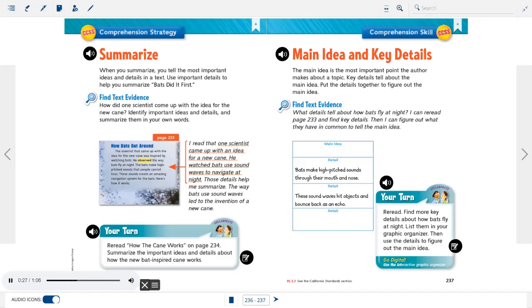How bats get around. The scientist that came up with the idea for the new cane was inspired by watching bats. He observed the way bats fly at night. The bats make high-pitched sounds that people cannot hear. These sounds create an amazing navigation system for the bats. Here's how it works. I read that one scientist came up with an idea for a new cane. He watched bats use sound waves to navigate at night. Those details help me summarize. The way bats use sound waves led to the invention of a new cane.